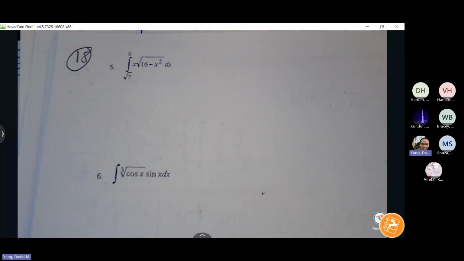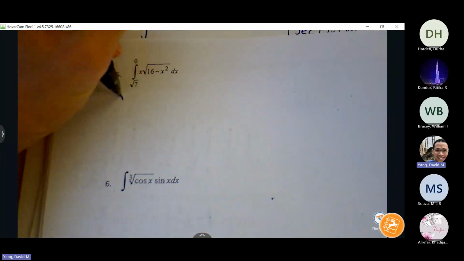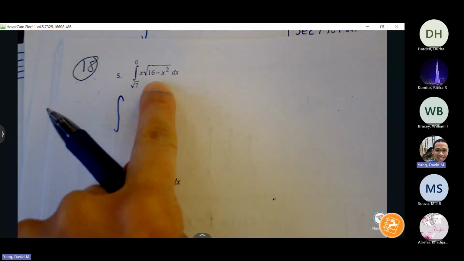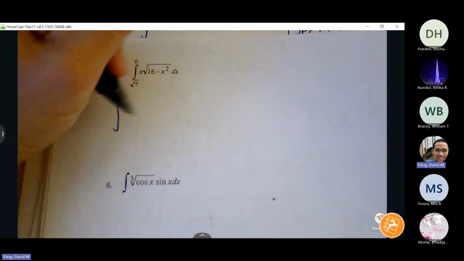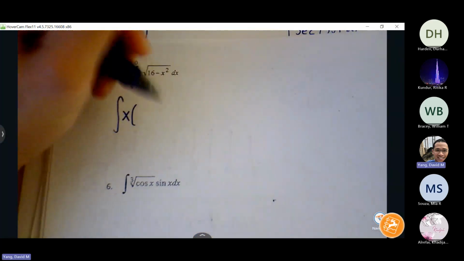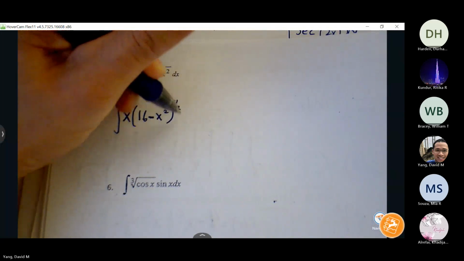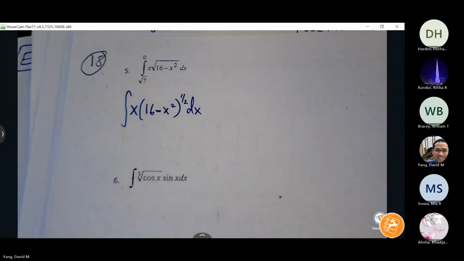All right, number 5. Do we touch the bounds in the beginning? No. Okay, so bounds are the last thing that we do, right? So rewrite the problem. We're going to focus our attention on just what's between the integral and dx here. Can we distribute, expand our way through? Yeah, use substitution, right? Let's rewrite it so we can see our u value. What's our u value?